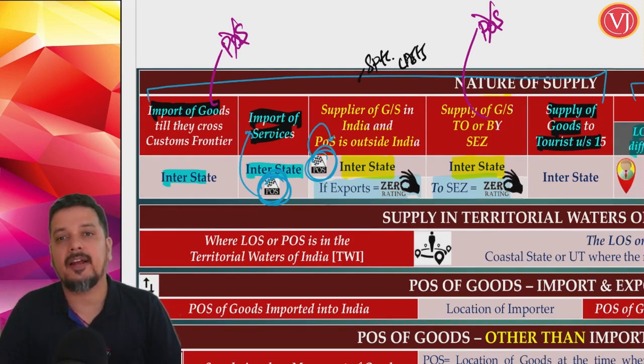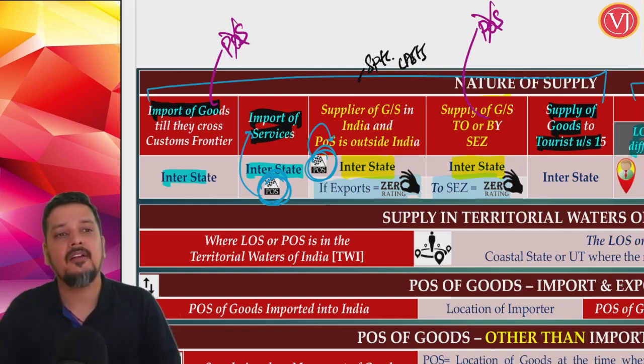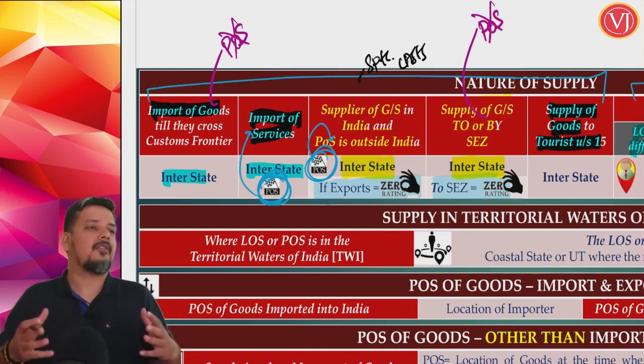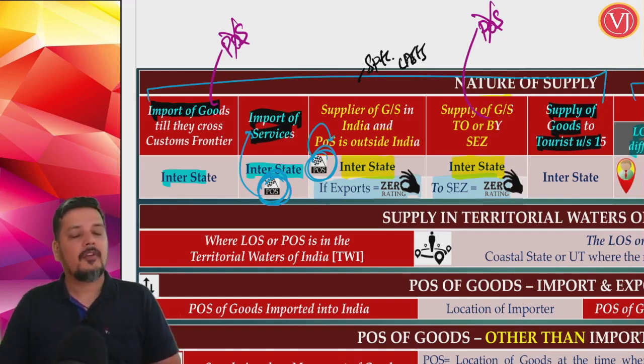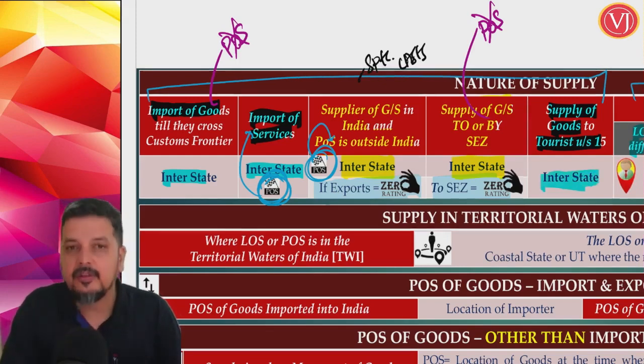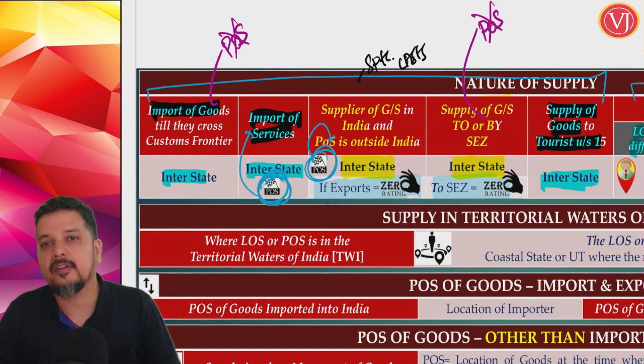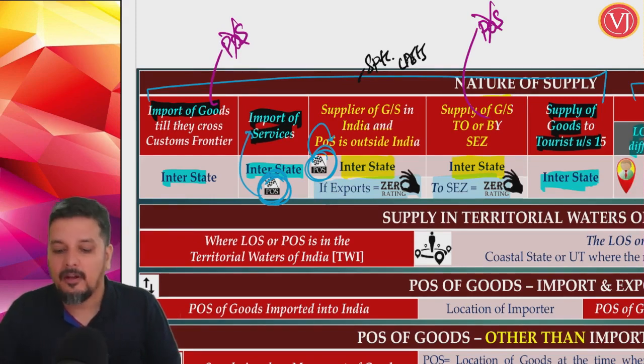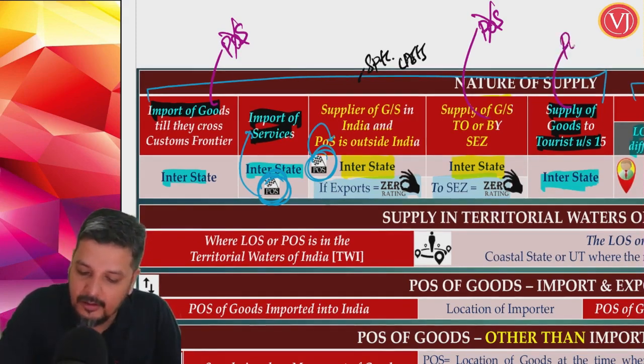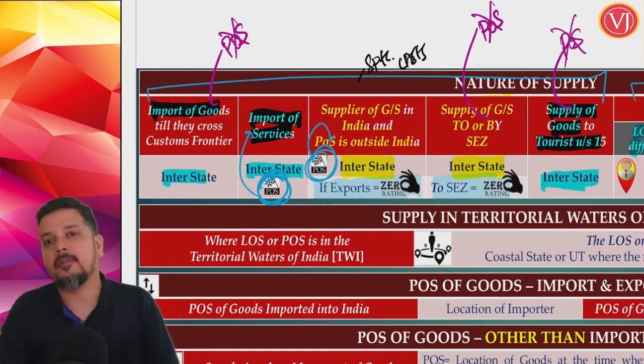And finally, if you're talking about supply of goods to a tourist, not an Indian tourist, an international tourist, a foreign tourist who stays in India for not more than 6 months, for legitimate non-immigrant purposes. He comes, stays for 2-3 months, not more than 6 months, and goes out. If you're giving goods to that tourist, it is always interstate. Here also, you need not find out place of supply.